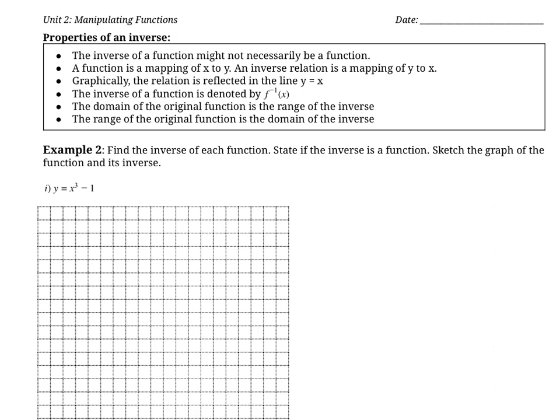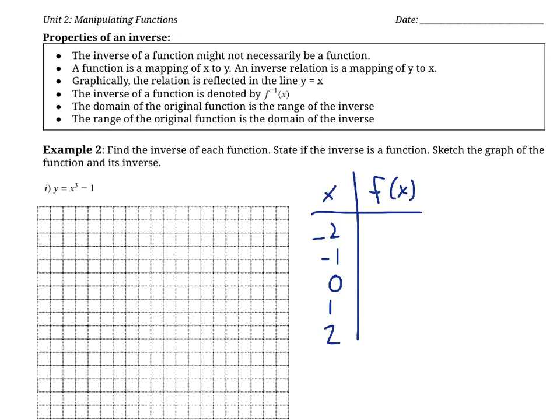So let's do the first example here, finding the inverse of each of these functions. We're just going to do this by very quickly making a table of values and plotting the points. And then we'll also algebraically determine the inverse if we can. So let's just make a table of values from -2 to +2. I think that'll be enough to give us a sense of this function. So complete the table of values, and I will do that here as well.